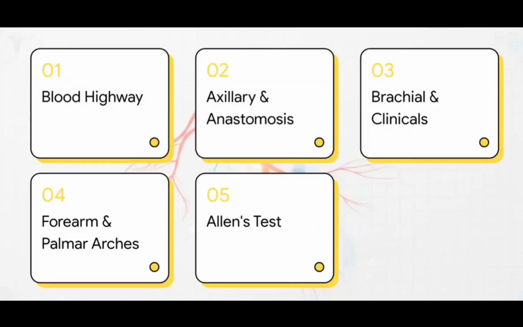Now, to crack exams like NEET PG, structure is absolutely everything. बिना structure के recall करना मुश्किल हो जाता है. So here's our exact roadmap for today. First, the upper limb blood highway. Then, the axillary artery and its anastomosis. Third, the brachial artery and clinicals. Fourth, forearm and Palmar arches. And finally, the Allen's test.